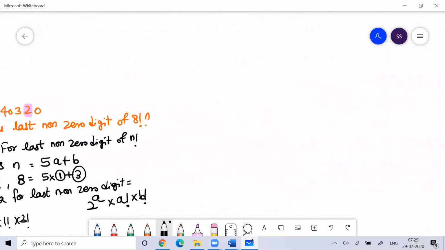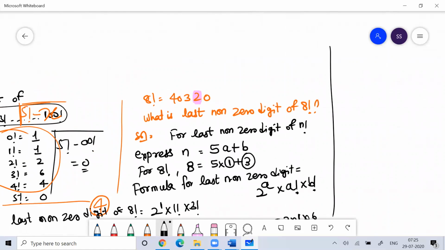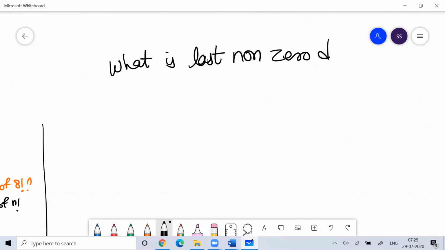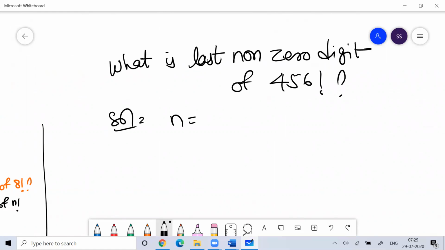If you try with a calculator, the calculator will also not tell you the answer. I'll tell you how to do that. If I ask you what is the last non-zero digit of 456 factorial, for this you express the n in the form of 5a plus b.